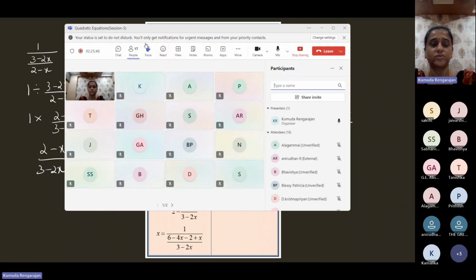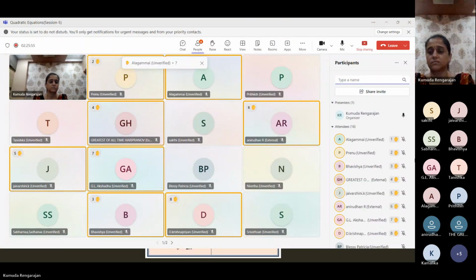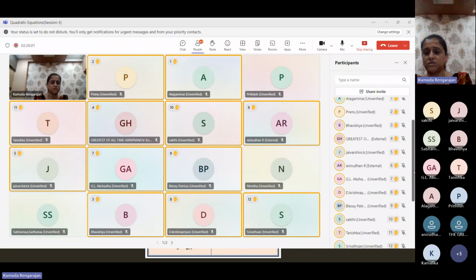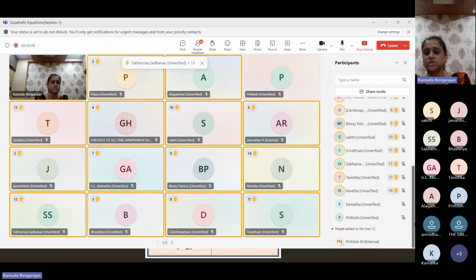Okay, class, use the emoji. Raise your hand. Ragamai, Prenu, Bhavishya, Haripranav, Jayvarshini, Aniruddhan, Akshada, Krishnapriyan, Lassi, Shakti, Srivatsan, Sabarna, Sadhana, Tanishka, Niveda, Kamalika, and Pratish. Are you there, both of you, Kamalika and Pratish? Okay, Pratish is there.